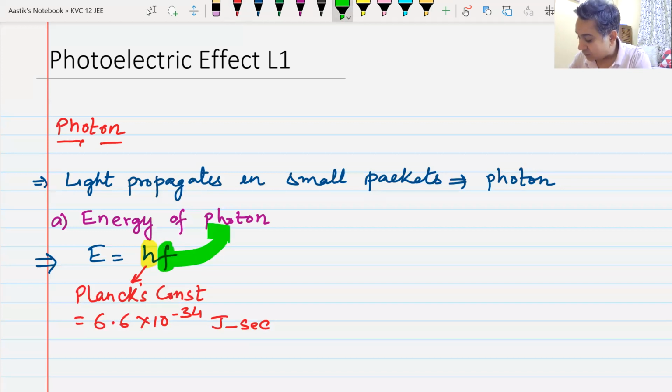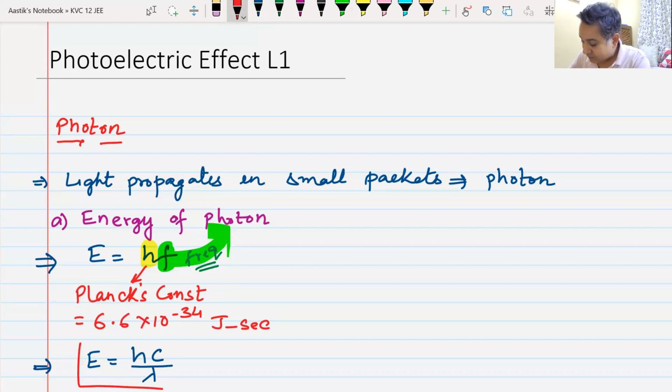F is the frequency of this photon. This photon has a frequency. F stands for the frequency of this photon. So this is one way of writing this energy. I can write energy is equal to HF, or I can write F as C by lambda. So the formula becomes HC by lambda. So these are the two formulae that you must remember for the energy of a photon.